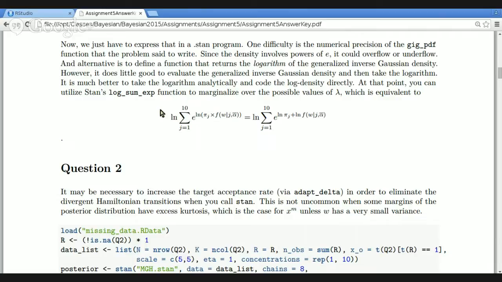You can express that by basically distributing out the logarithm as the logarithm of the sum of e raised to the power of the log of pi plus the log density. And then you can pass in log pi plus log density to the log sum exp function, and it will evaluate that without having too many numerical problems.